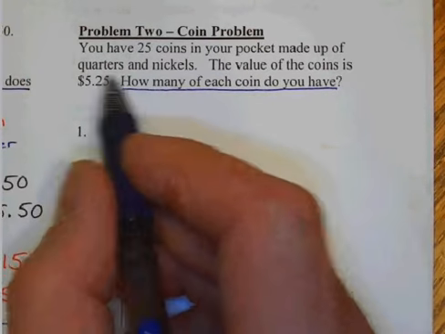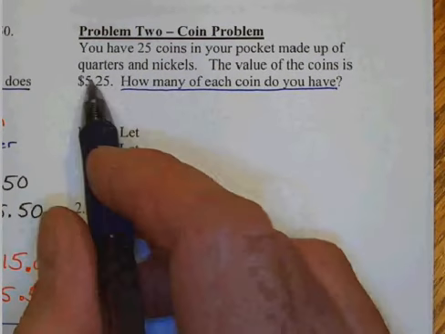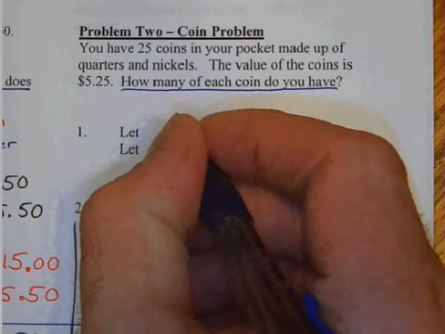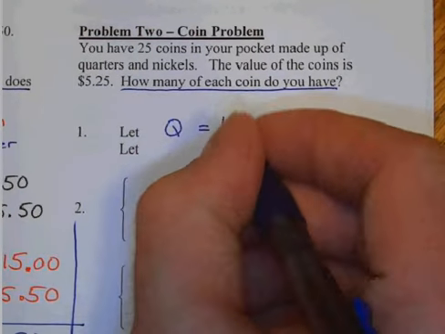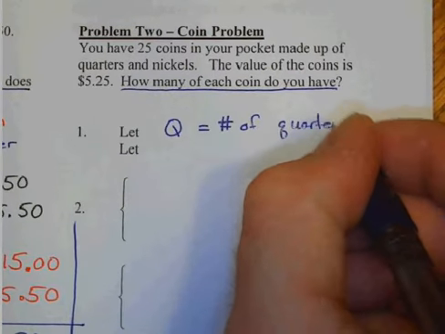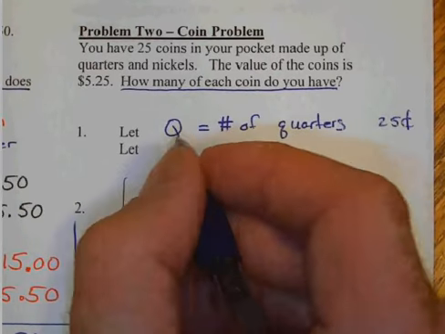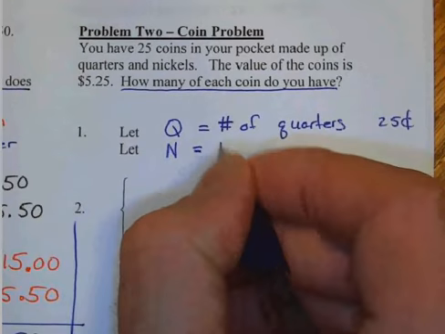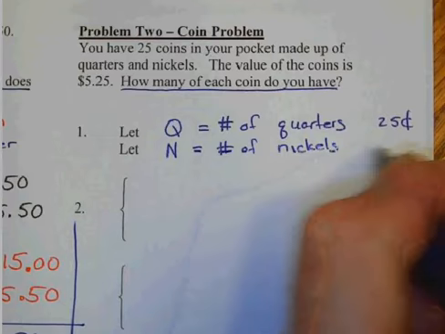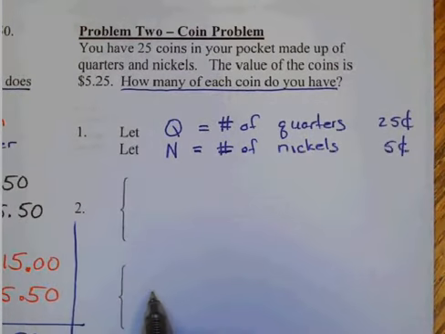Well, we have quarters and nickels. So obvious variables to choose are Q for quarters and N for nickels. So we're going to let Q equal the number of quarters. Remember, a quarter is 25 cents. Then we're going to let N equal the number of nickels. In your homework, I want to see your let statement for all of your problems.